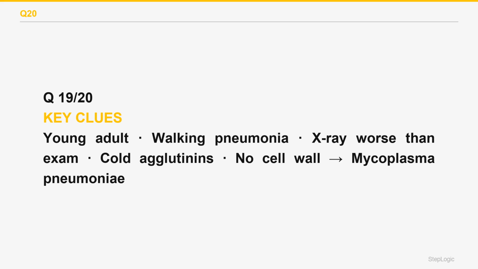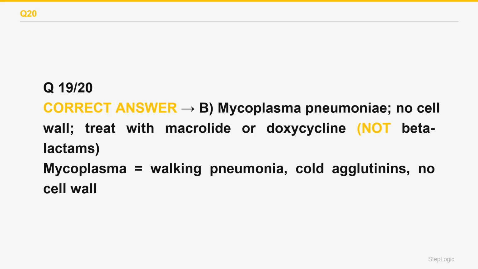The hallmark is a relatively mild clinical picture: low-grade fever, malaise, headache, and a persistent dry cough that is out of proportion to the diffuse, patchy interstitial infiltrates on chest x-ray. It looks worse than the patient feels. A classic associated finding is cold agglutinins, IgM antibodies that agglutinate red cells in the cold, which can cause a mild hemolytic anemia. The correct answer is B.